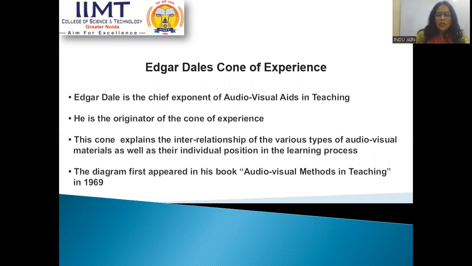Edgar Dale was an American educator who developed this cone of experience, also known as the learning pyramid. He developed this cone of learning experience in the year 1946, and it first appeared in his book Audiovisual Methods in Teaching in the year 1969.